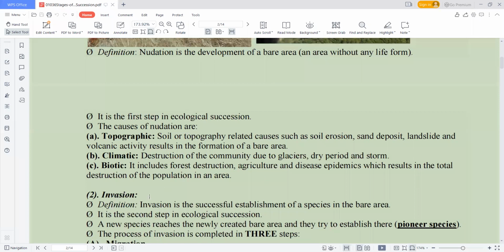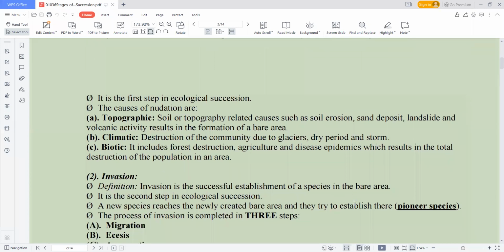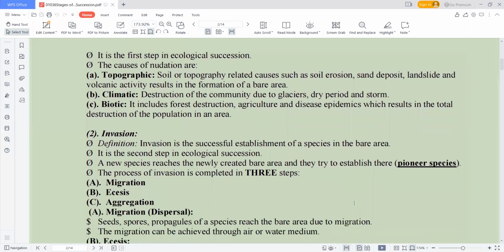So the second step is the invasion. Invasion is the successful establishment of a species in the bare area. So it is called the invasion. That is, this bare area is occupied by the establishment of the species, due to migration. It is the second step in the ecological succession, and a new species reaches the newly created bare area, and they try to establish there.